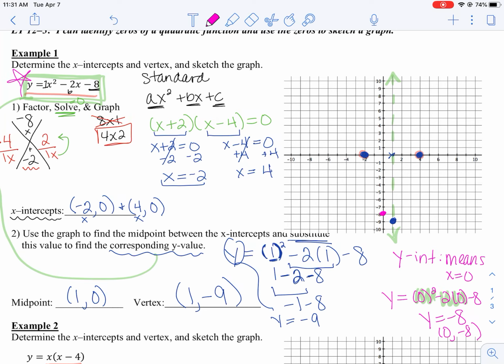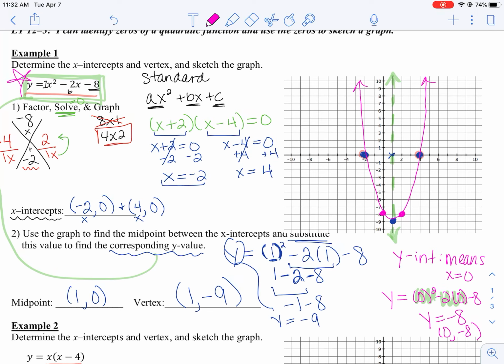And that just gives us one other point we can plot. And if we make that point reflect over this green line that I drew, which is our symmetrical line, it would go right here. So again, it just gives us another point to create. There we go, something like that. Our quadratic graph, okay? I hope some of this makes sense for you guys.